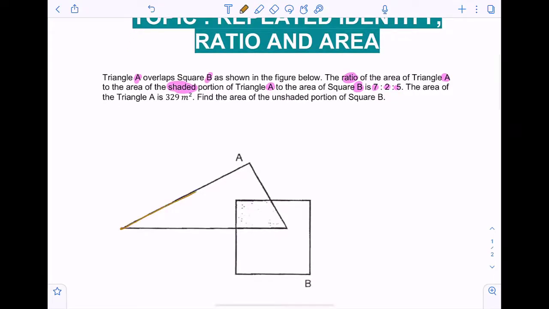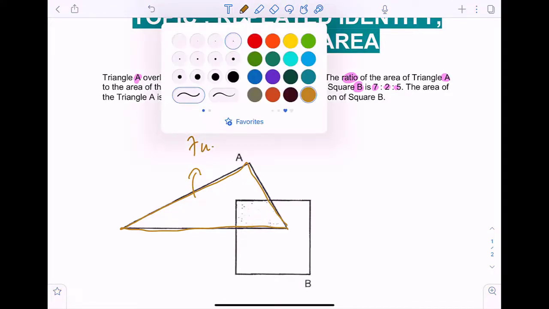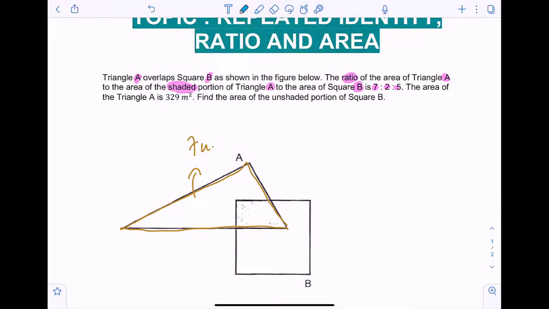Triangle A will be this brown color here, and that will give us 7 units in area. Then we also have the shaded portion, which is this bluish part here. That will take on 2 units in area. And then we have the square in purple here. That will take on 5 units in area.